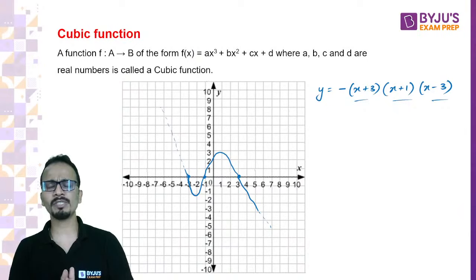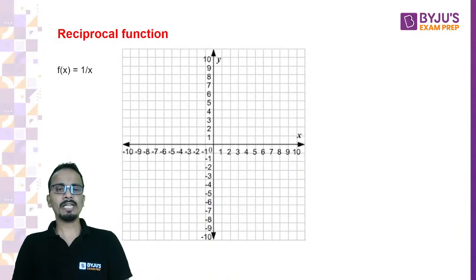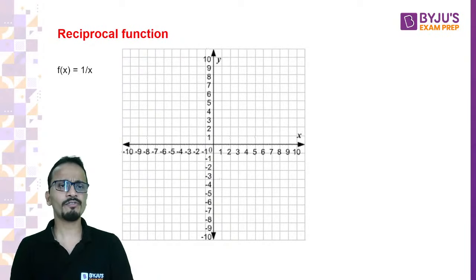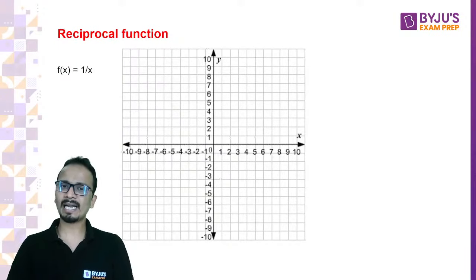Okay, factorized form is very important for such graphs, right? Okay, now let's move on to the next thing. A reciprocal function f of x is equal to 1 upon x, right? अब इसका ग्राफ प्लॉट करना है.